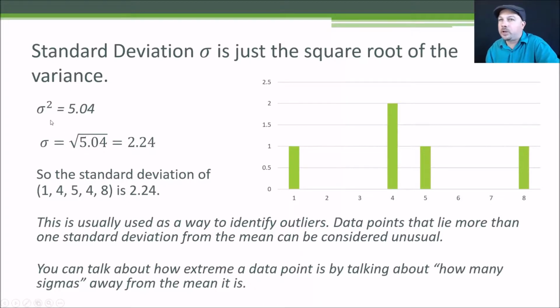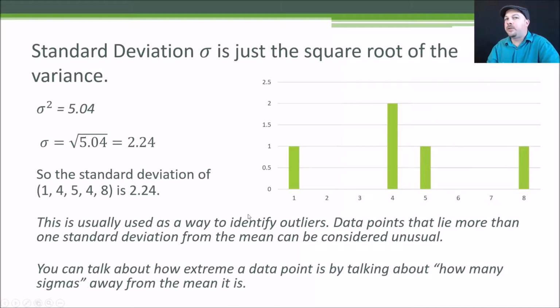So you see now why we call variance sigma squared. It's because sigma itself represents the standard deviation. So if I take the square root of sigma squared, I get sigma. That ends up in this example to be 2.24. This is a histogram of the actual data we were looking at. Now, we see that the number 4 occurred twice in our data set, and then we had 1, 5, and 8.